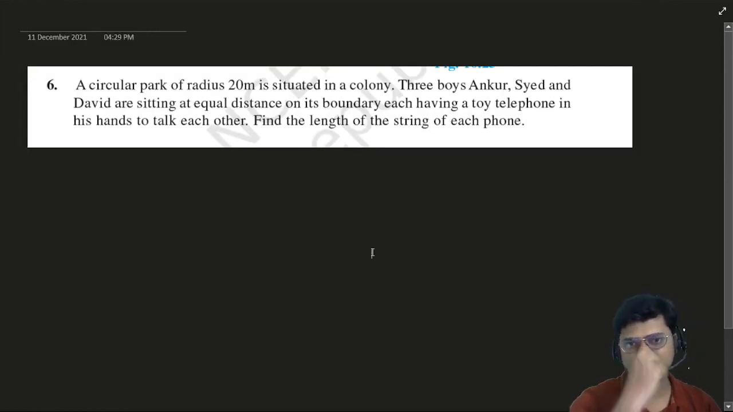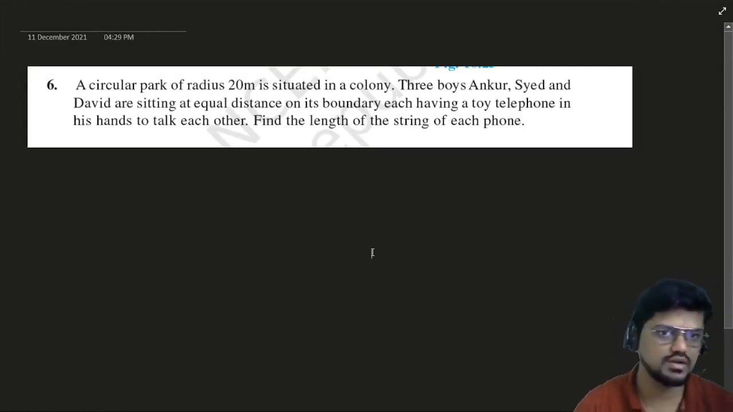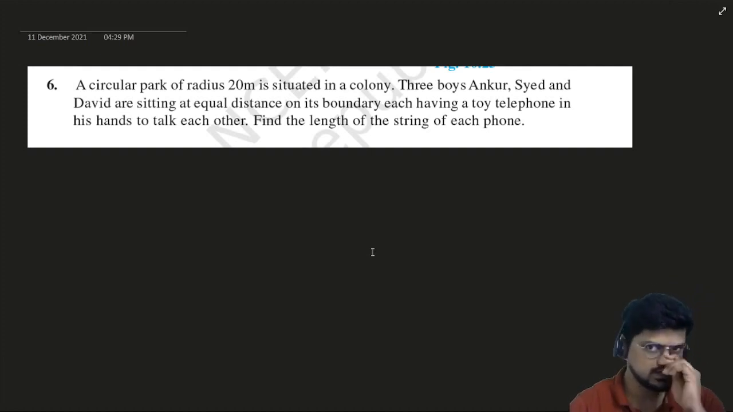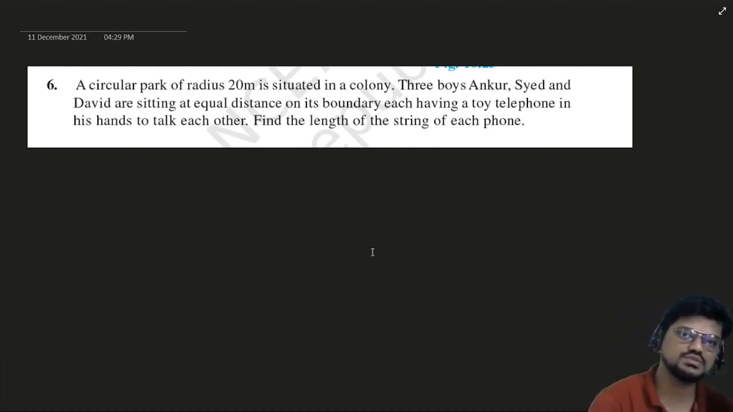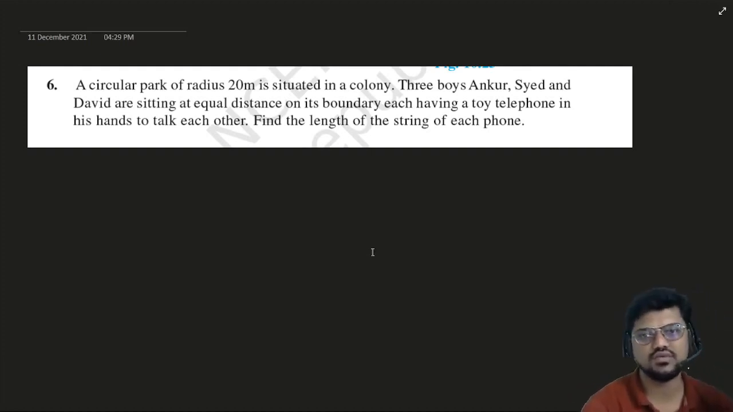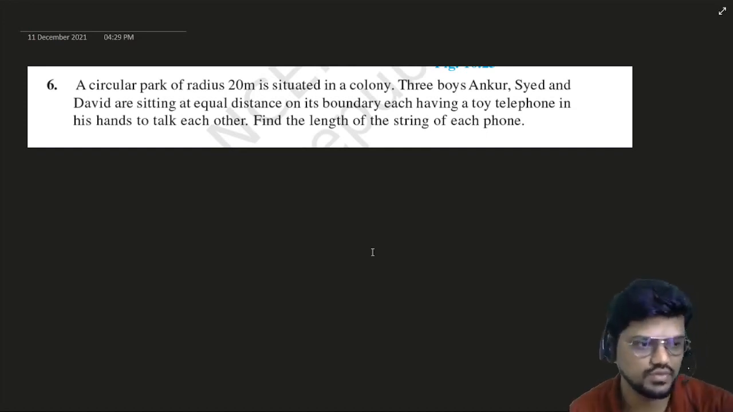Sixth question. A circular park of radius 20 meter is situated in a colony. Three boys, Ankur, Saeed, and David, are sitting at equal distances on its boundary, each having a toy telephone in his hand to talk to each other. Find the length of the string of each phone.